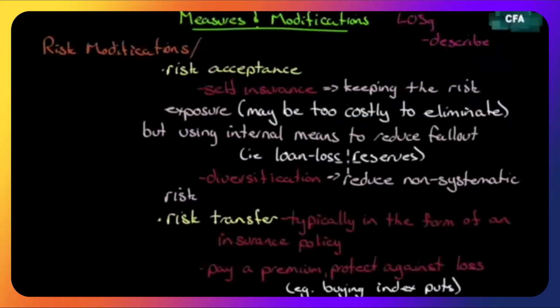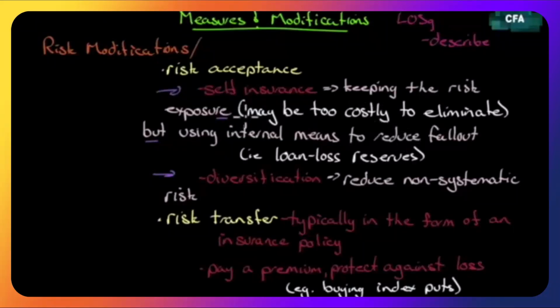Avoided altogether. Well, the opposite of risk avoidance is risk embracing, right? So here it is. Risk acceptance is a strategy. Just accept the risk. And we can do that in two ways. We can self-insure or we can diversify. So self-insurance, let's look at that. Keeping the risk exposure, but using internal means to reduce fallout.